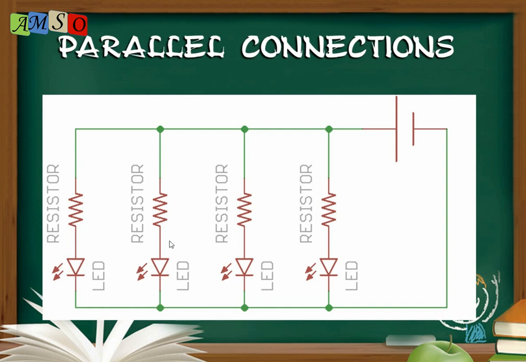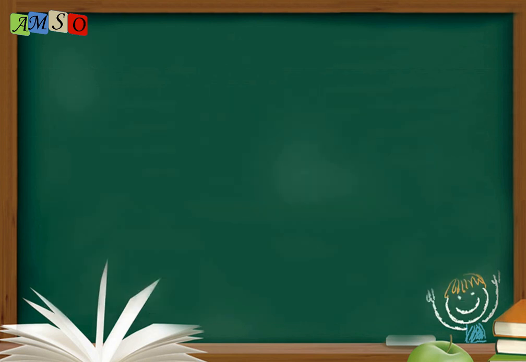A resistor is connected to the positive side of each LED. And all these resistors are now connected together by jumper wires down to the positive terminal of the battery. And all these negative terminals are joined together to the negative terminal of the battery. So when we have this type of connection, we are having the parallel type of connection.